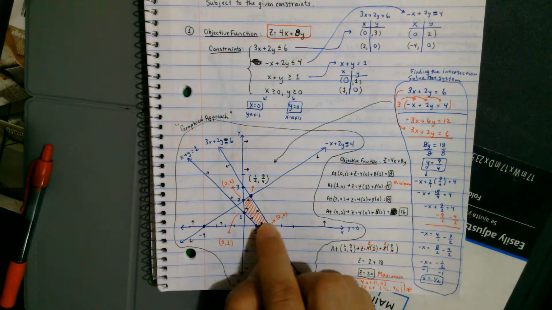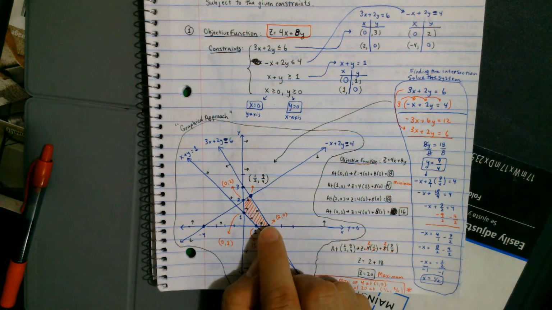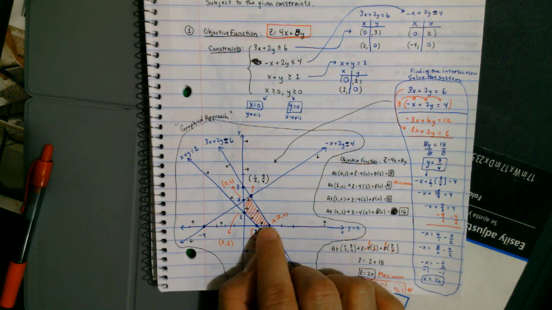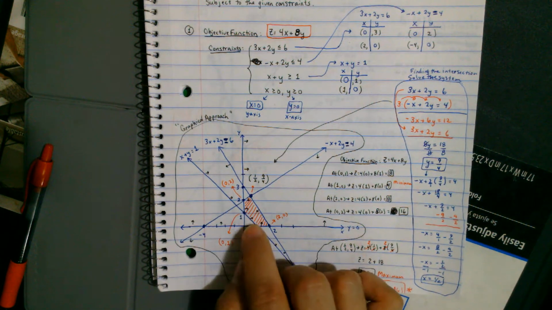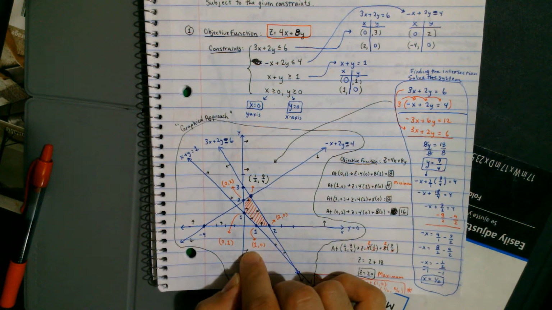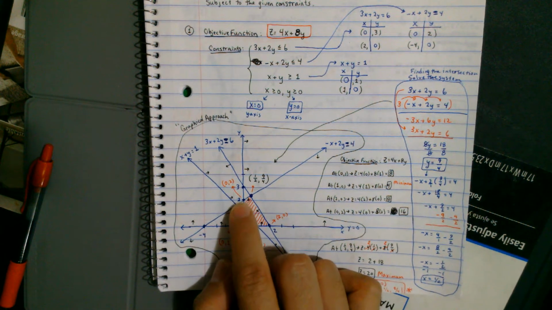So all of them intersect with this 5-sided figure. So there's 5 edges here, or 5 corners. Now these four here are pretty easy to figure out because they're intercepts: 2, 0; 1, 0; 0, 1; and 0, 2.